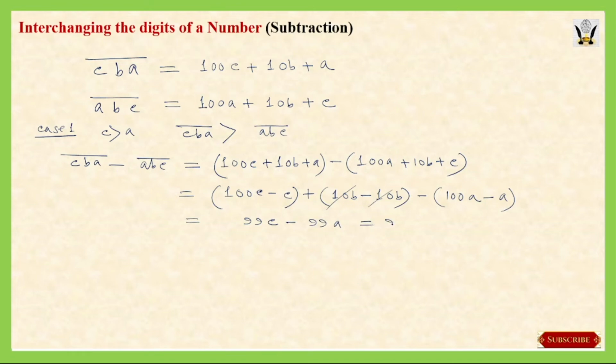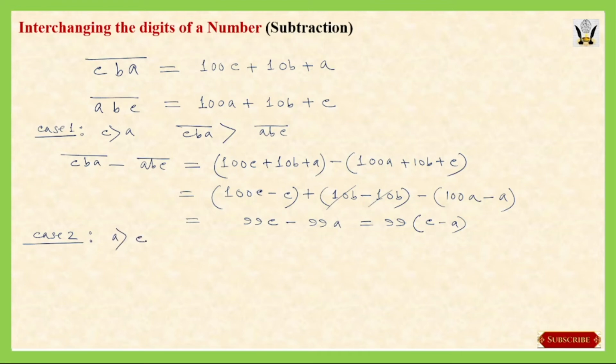So 99 is the common factor here, and the other factor is C minus A, which is the result of subtracting the digit at the third position from the digit at the first position. Now this is case 1.